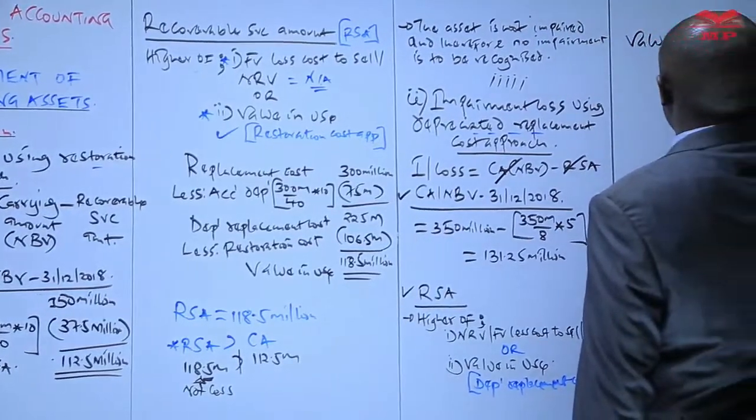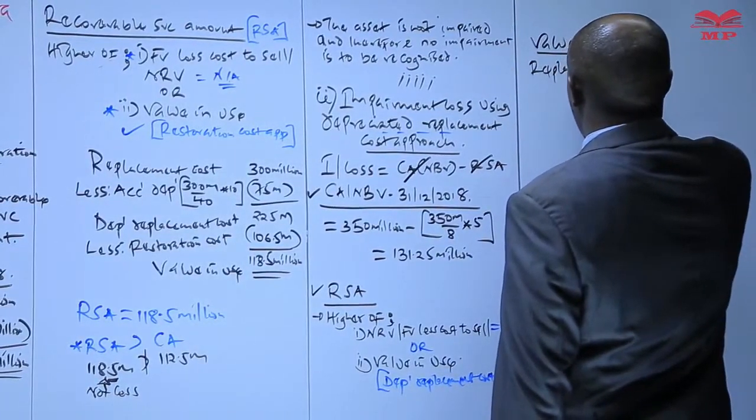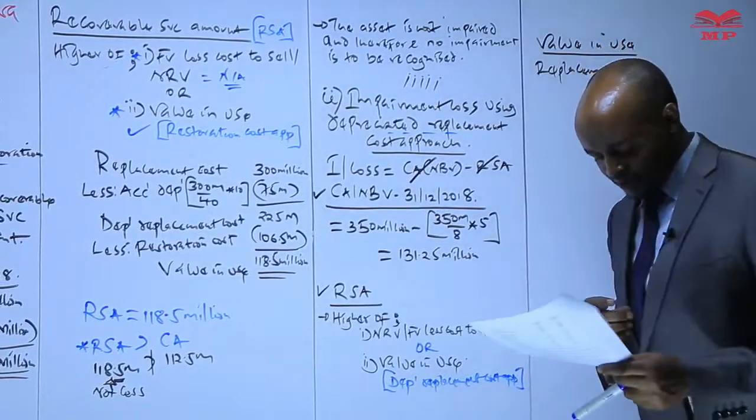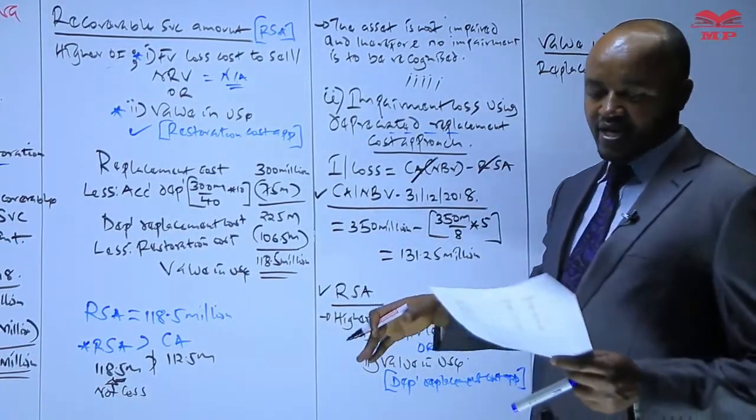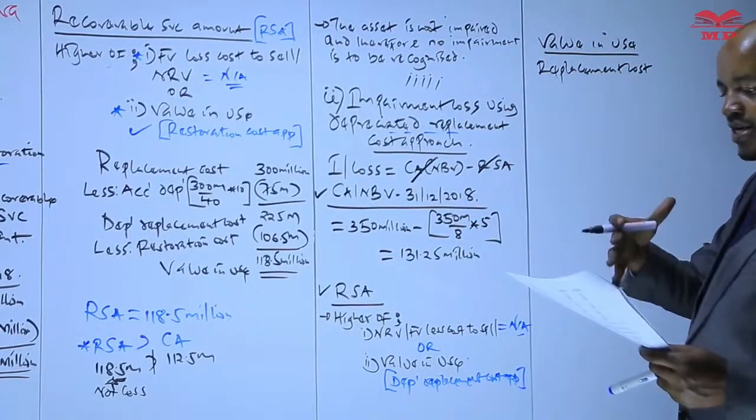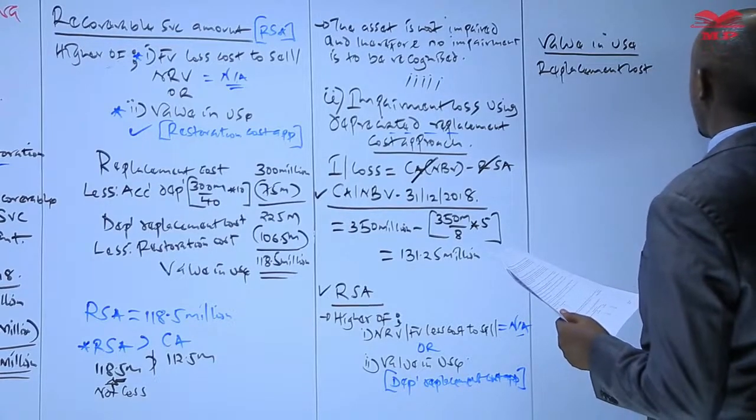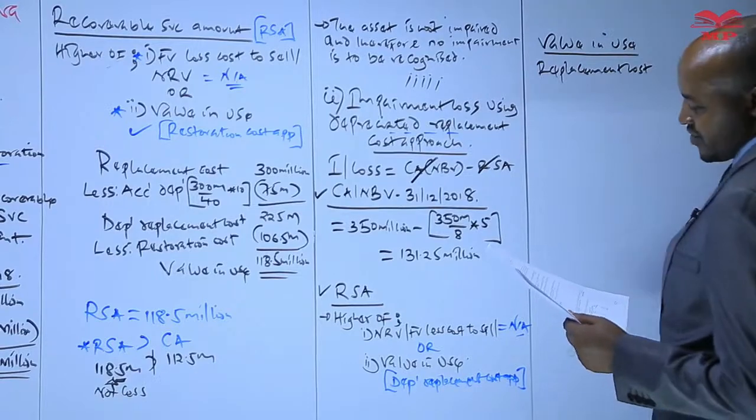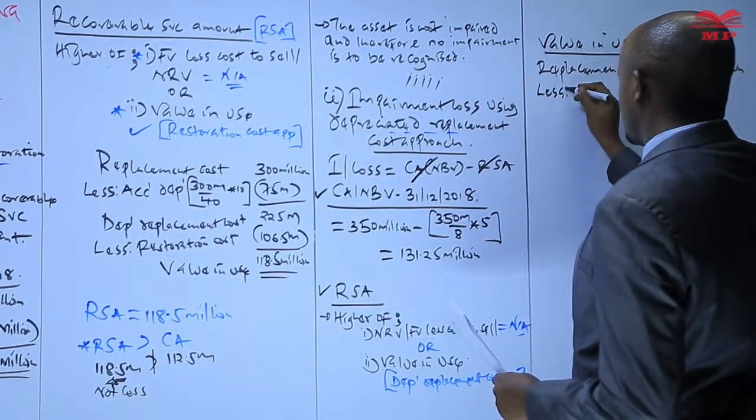Value in use. To determine the value in use, we take the replacement cost. The replacement cost is basically the cost which will be incurred by the government in constructing a similar market. We are given that information, not for a similar market, but in terms of acquiring a similar software. A similar software currently goes for 150 million, and to this we deduct accumulated depreciation.